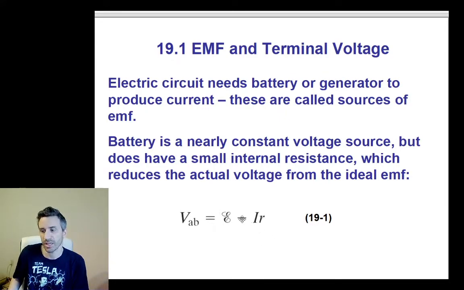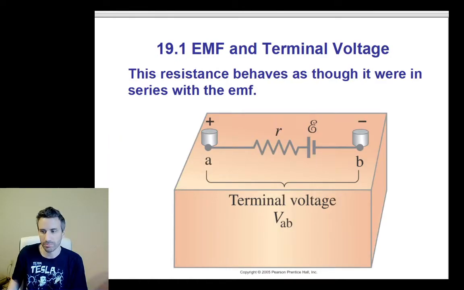So this part here is the reduction in voltage, or the voltage drop, because of the internal resistance of the battery. To make more sense of that, let's take a look at a picture of a battery. So here we have the two terminals of the battery. The A and B terminals are the positive and negative terminals of the battery, the cathode and anode respectively.